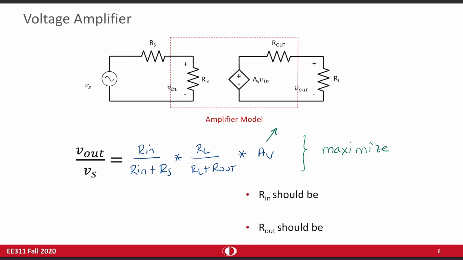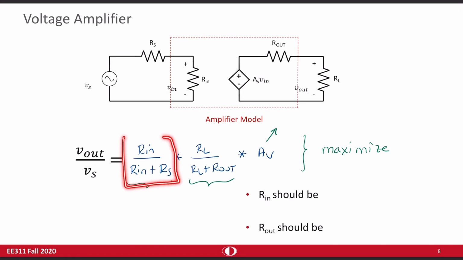But while doing this thing, you need to maximize this term and this term as well. Both these terms are less than 1, of course, right? But you can make them very close to 1. How can you make it? Keep in mind that you don't have any control on RS and RL. You cannot play with them. You can only change Rin and Rout. So how would you choose Rin and Rout to make this thing as high as possible?